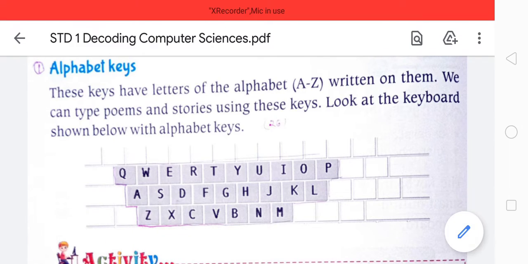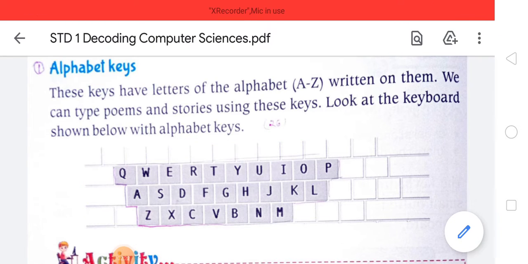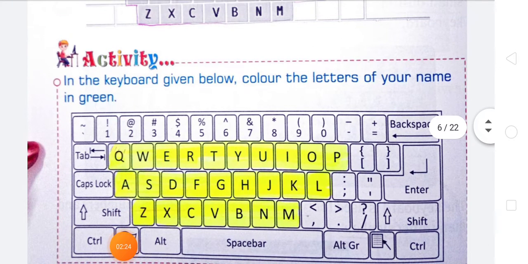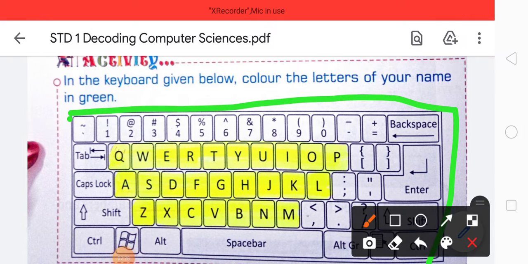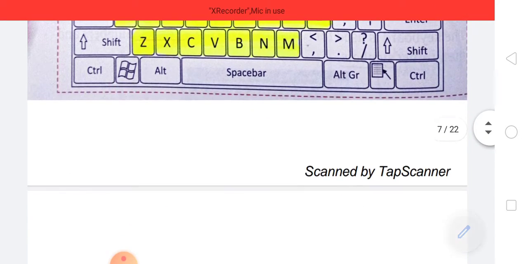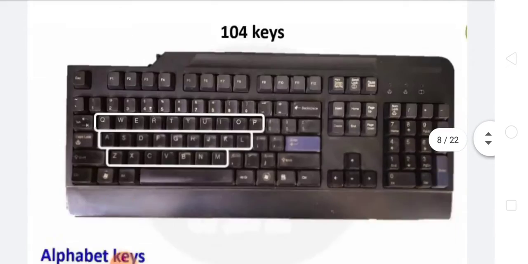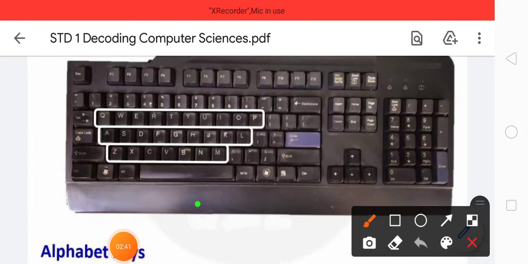Look at the keyboard shown below with the alphabet keys. Here you see these are the alphabet keys. Okay, so in the keyboard, this part, which I highlighted, is the alphabet keys. Okay, then here you see this one is the keyboard and this is the alphabet keys.